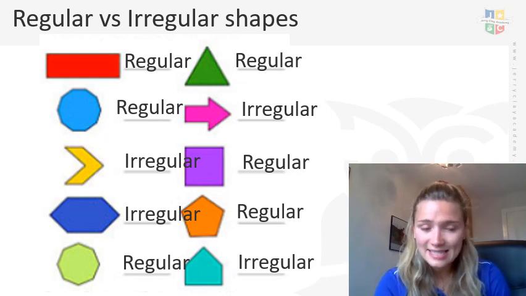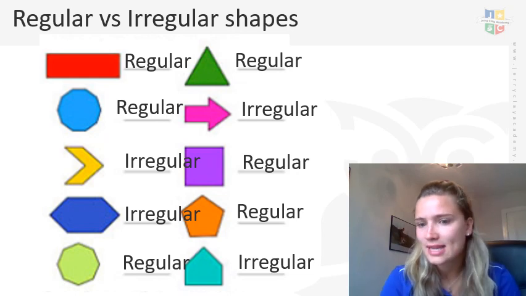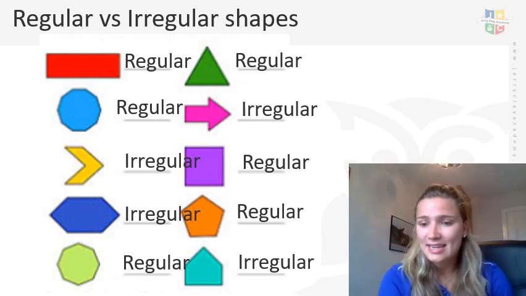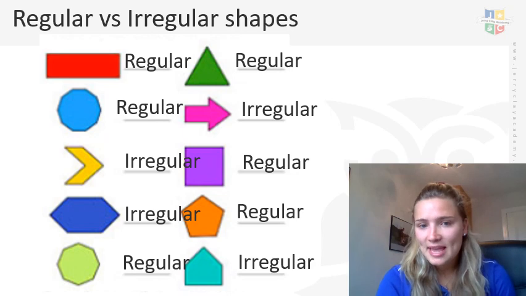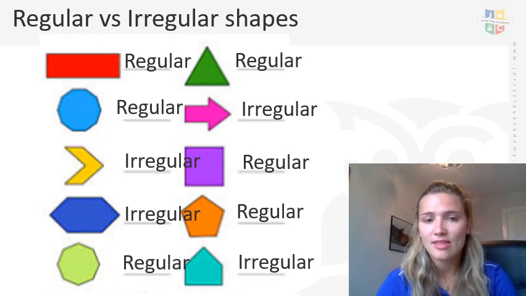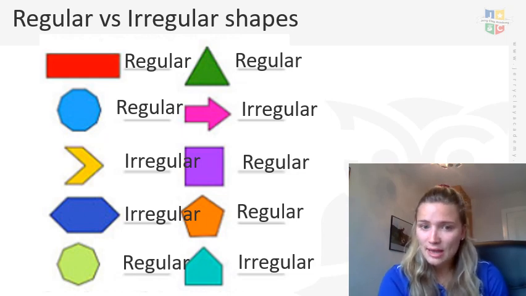I've then got a 10-sided shape, so if you'd counted all the sides up, we can see that this is a decagon and that it is regular because all the sides are the same length and the angles are also the same. Then we have an arrow, the pink arrow. Now this is irregular because actually if we counted the sides, we would count that there are 1, 2, 3, 4, 5, 6, 7 sides, which would be a heptagon.